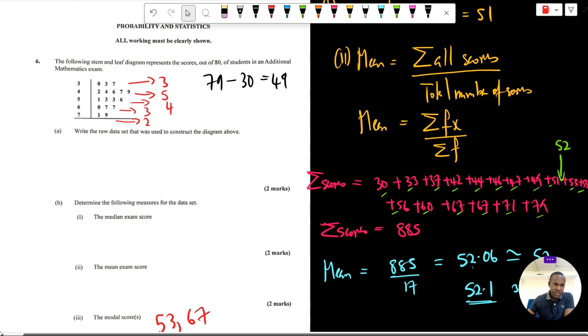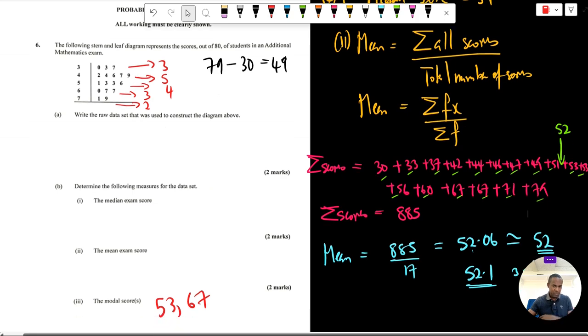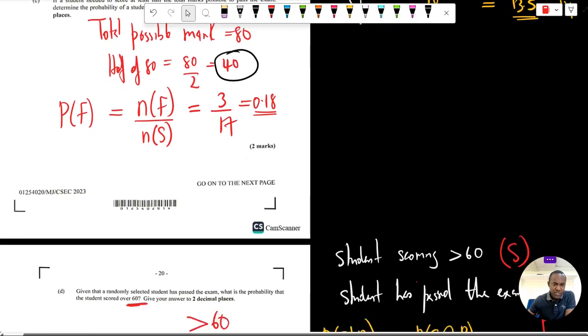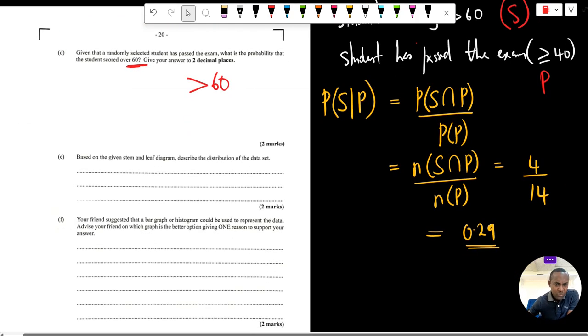But of course, we've seen that there are a few scores which are relatively high, 71 and 79 only. And similarly, there are 3 scores which are relatively low. Failing scores, those are below 40, specifically 30, 33, and 37. All right, so that is that part of the question, describing the distribution of the data set.